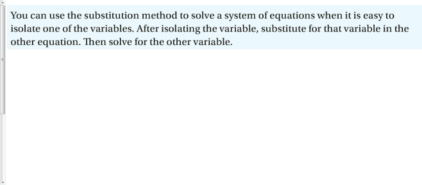The first method we could use, which we actually just did, is the substitution method. We can use the substitution method to solve a system of equations when it's easy to isolate one of the variables. This is key. If it's not easy, there are other methods we can use. After isolating the variable, substitute for that variable in the other equation. That's important too. We don't want to substitute back into the same equation. We always want to substitute back into another equation. Then we solve for the other variable.